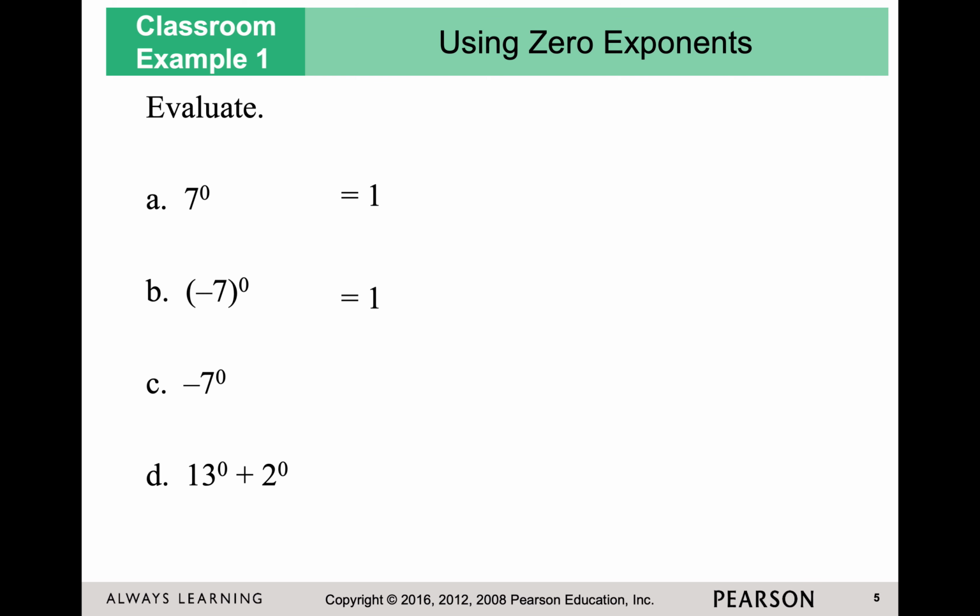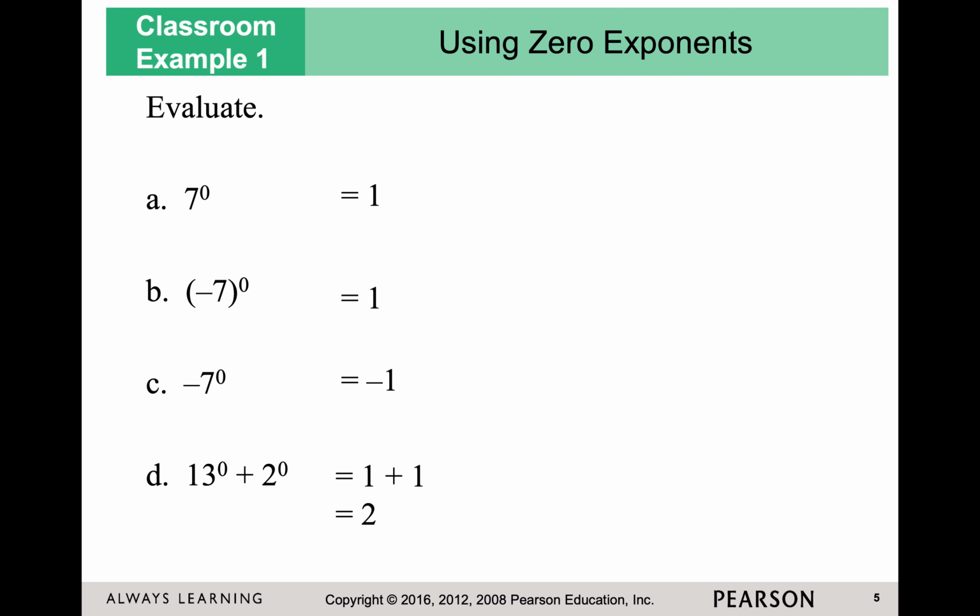But in C, the negative is out front versus in B, it's inside the parentheses. When the negative is out front, it remains in the front. And then in part D, I can't combine 13 and 2. Those aren't like bases, but 13 to the 0 is 1, 2 to the 0 is 1, and I get a final answer of 2.